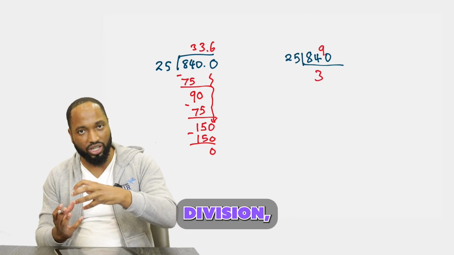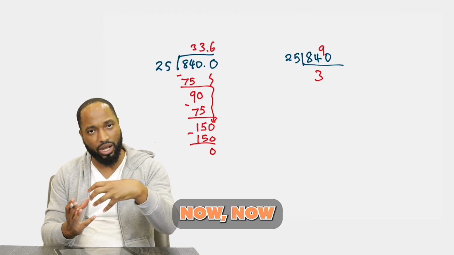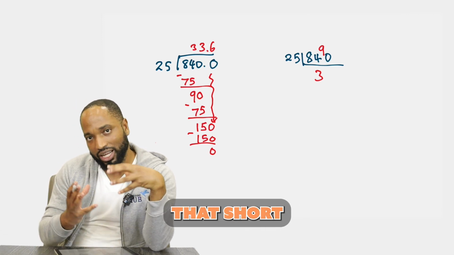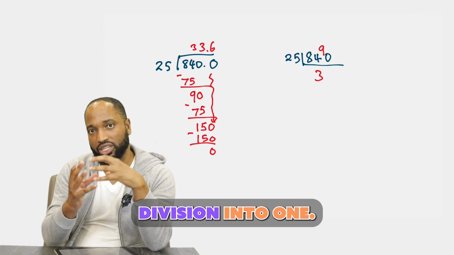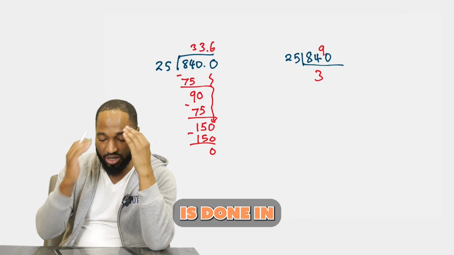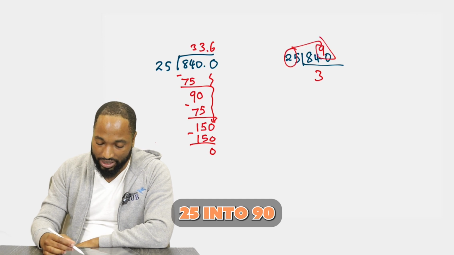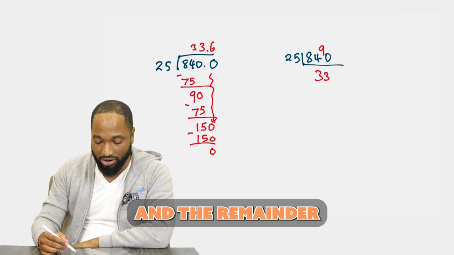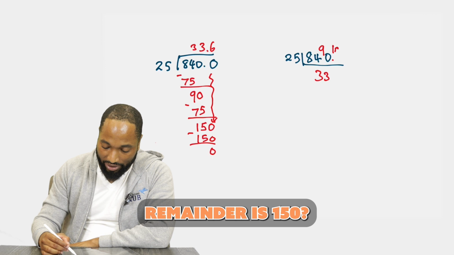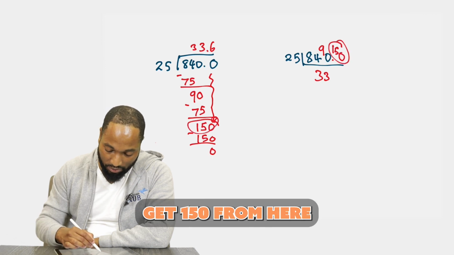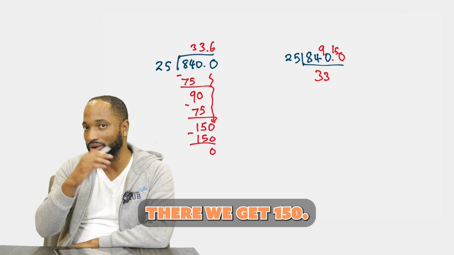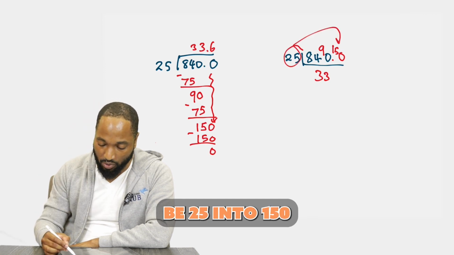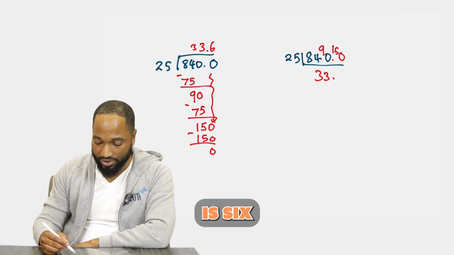In short division, are you understanding now, now that you have reached this age, that short division compresses the techniques of long division into one? So everything is done in your mind. 25 into 90 is 3, and the remainder, remember what the remainder is? 15. When you put it there, we get 150. And now it will be 25 into 150 is 6.